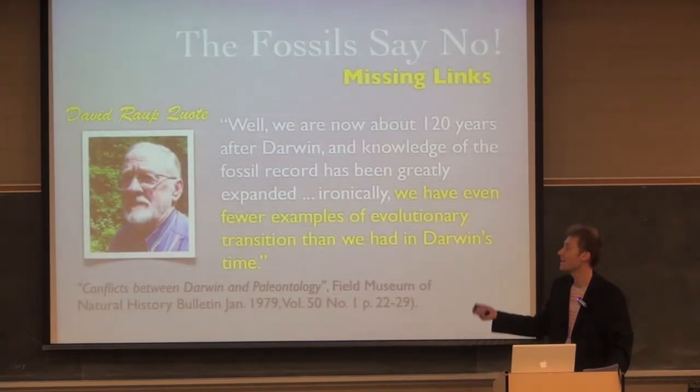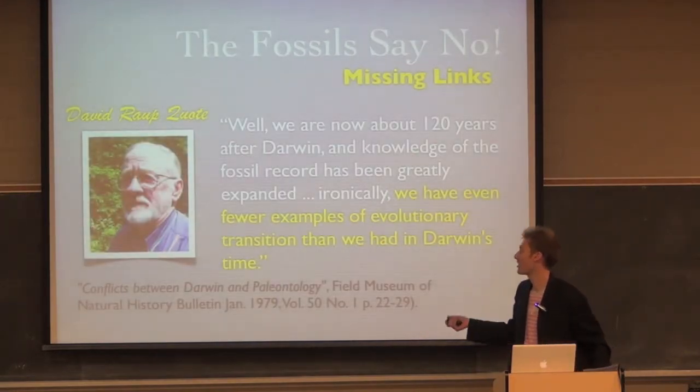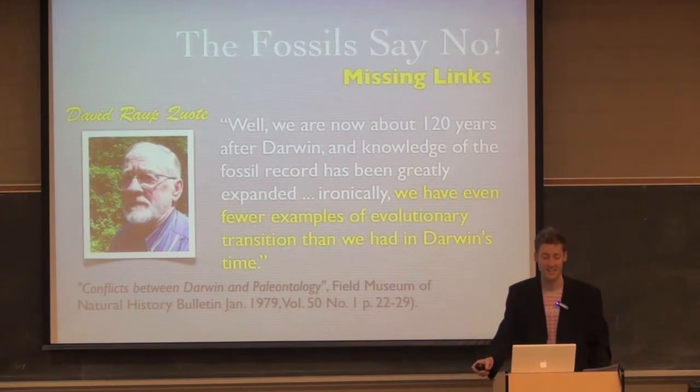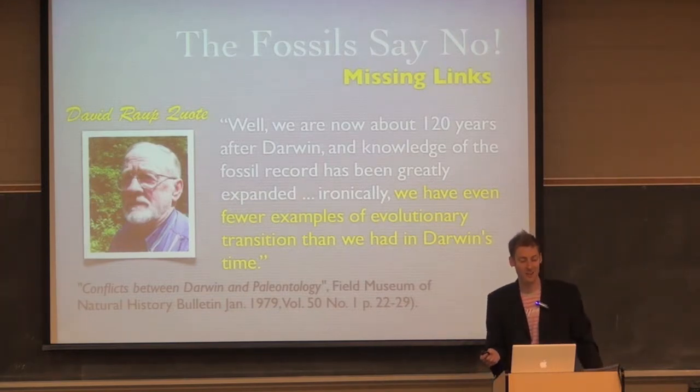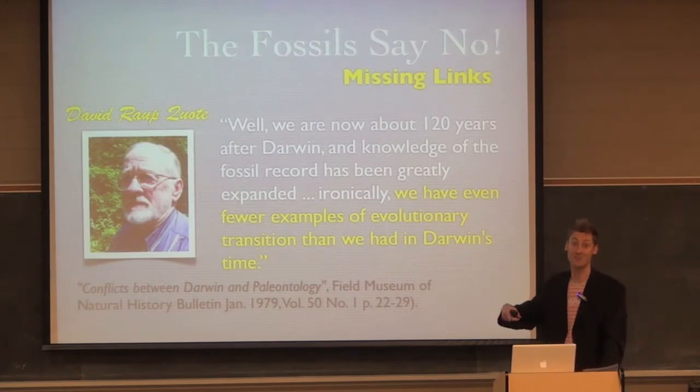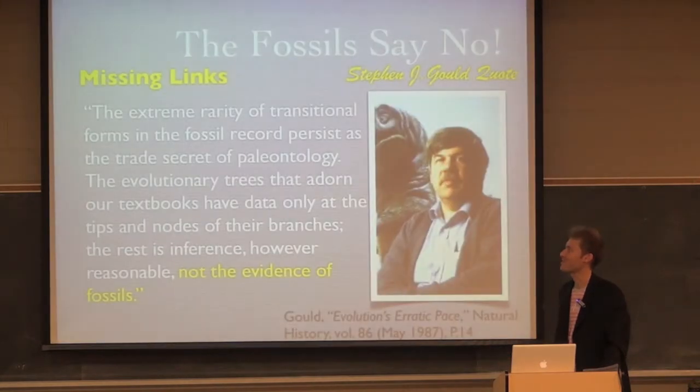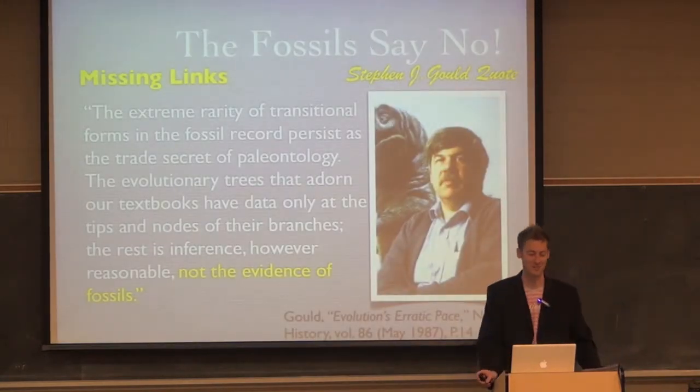And he believed that. And so here's a quote. I know this is a little old, but David Raup says that we are now about 120 years after Darwin, and our knowledge of the fossil record has been greatly expanded. Ironically, we have even fewer examples of evolutionary transition than we had at Darwin's time, because some of the ones that Darwin thought were good arguments actually have been thrown out. They don't use them anymore. I'll show you some that we don't want to use anymore.